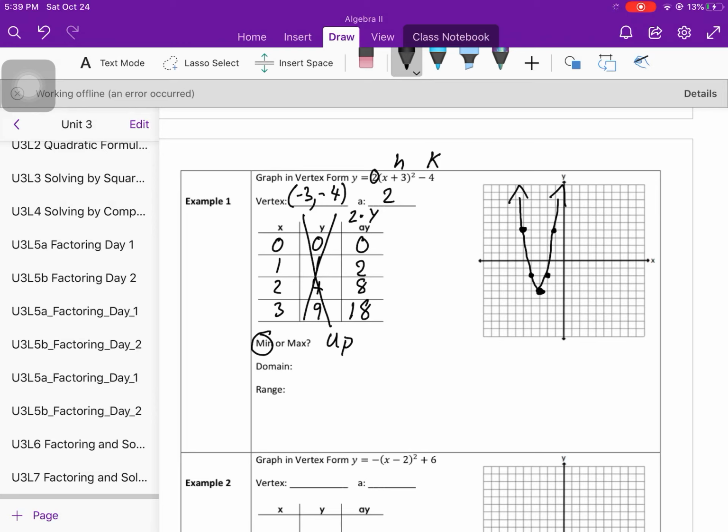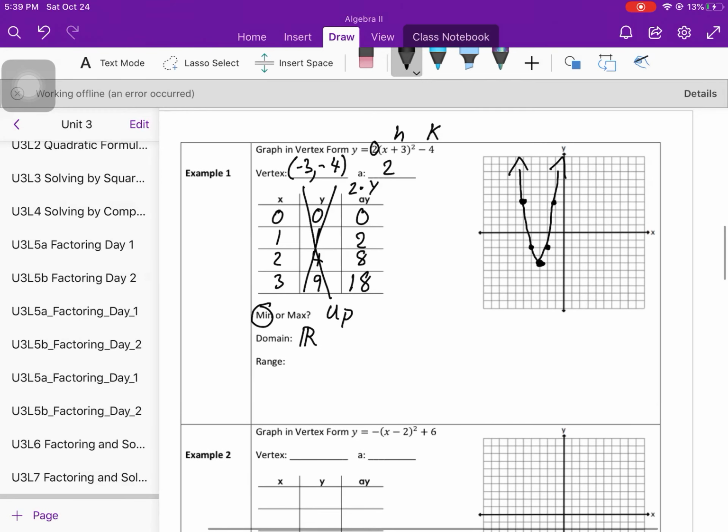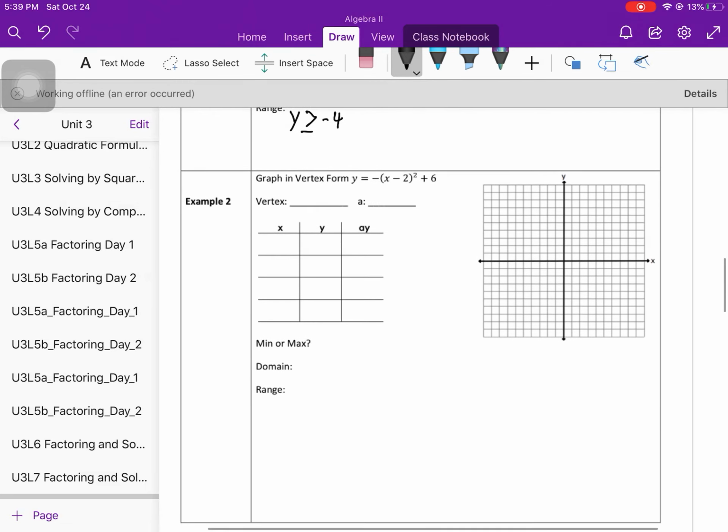The domain, there's no restrictions to a parabola. So if there's no restrictions, we can plug anything in for x. We're going to do that lovely R, which is all real numbers. Now the range is similar to the absolute value. It's either going to be y is greater than or equal to, or y is less than or equal to. In this case, the y value, which is k, is -4, and everything is at -4 or above. So it's going to be greater than or equal to -4.